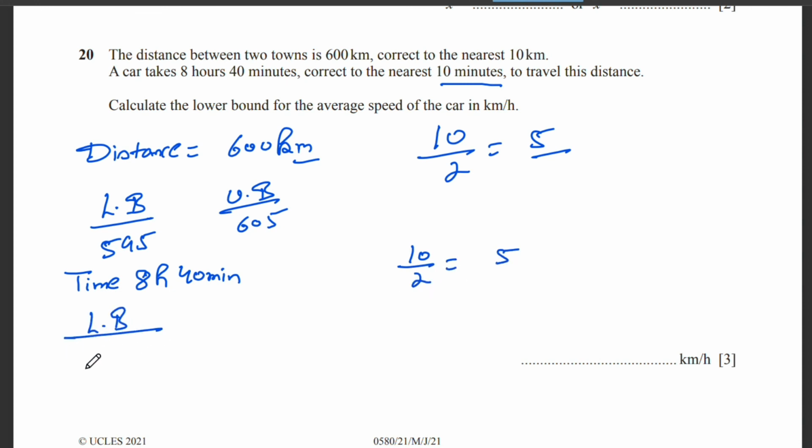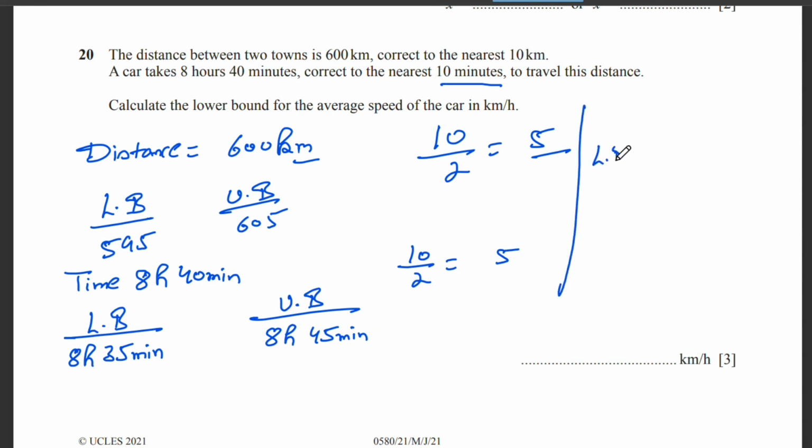So the lower bound for the time will be 8 hours 35 minutes, meaning minus 5 minutes. And then the upper bound will be 8 hours 45 minutes. Now, to calculate the lower bound for the average speed, we take the lower bound of the distance upon the upper bound of the time. So we take the lower bound of distance 595 upon the upper bound of time, which is 8 hours 45 minutes.